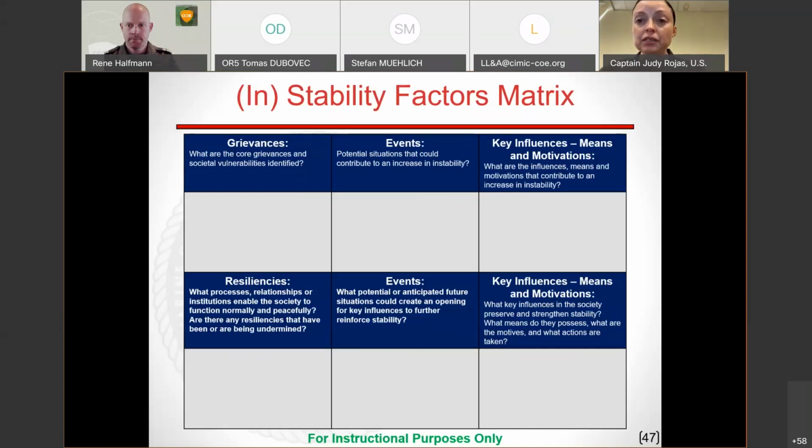So here we have, once again, the instability and stability factors matrix. These are the same ones that we saw earlier, but the reason for me bringing them up here is so that you can see where they fit into this very specific stability assessment framework. And this is where we're looking at those grievances and resiliencies in that civil population and then doing some analysis so we can derive the key influences, means, and motivations for each. Next slide, please.